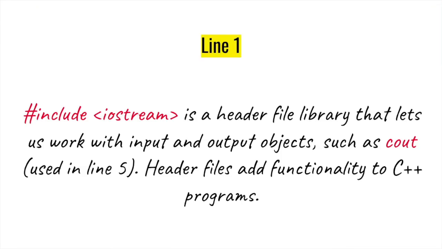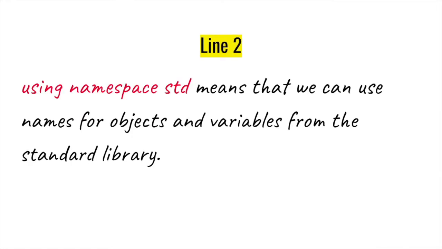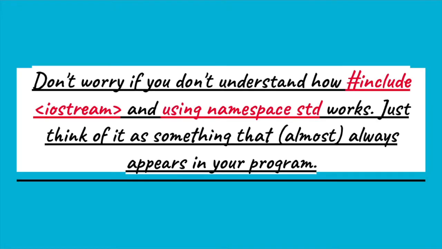Line 1 includes #include <iostream>. This is a header file library that lets us work with input and output objects, such as cout used in line 5. Header files add functionality to C++ programs, so we have to include them. Using namespace std is also one of the header files. It means that we can use names for objects and variables from the standard library. Don't worry if you don't understand how #include <iostream> and using namespace std work. Just think of it as something that almost always appears in our program.